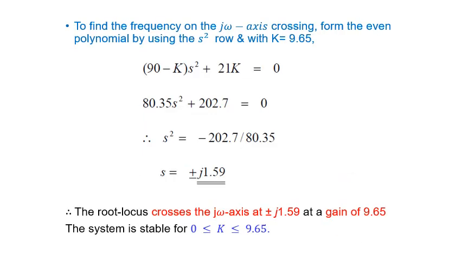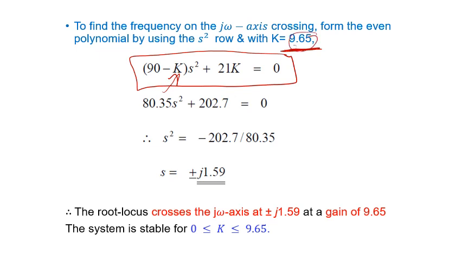Now, to get the value of s where the response is cutting the j omega, we take the value of k, which we found earlier as 9.65. We substitute it in the row before the row of zeros, and we will get the polynomial. So here, for k, we substitute 9.65. That's what we get, as you see here.